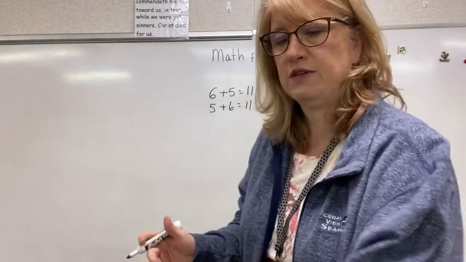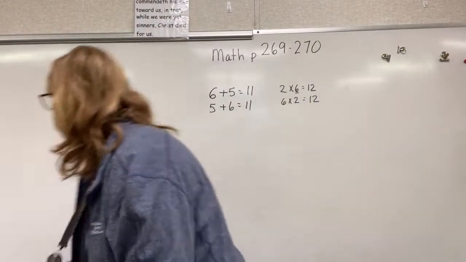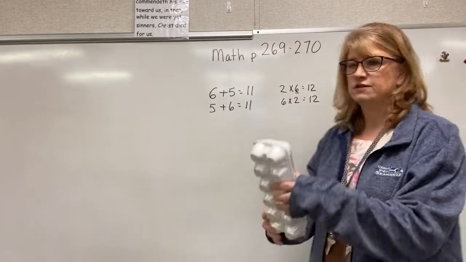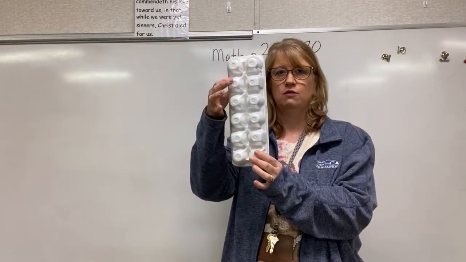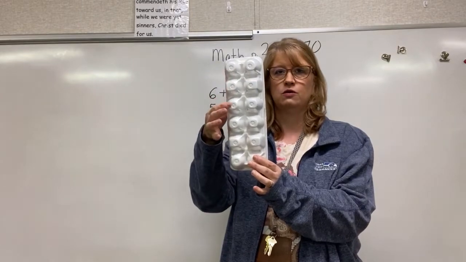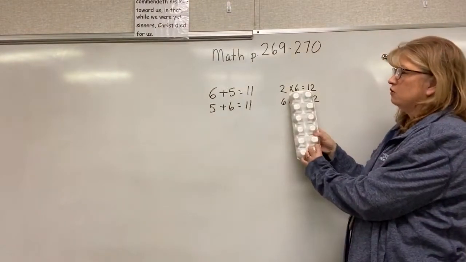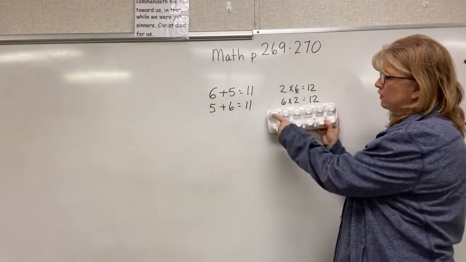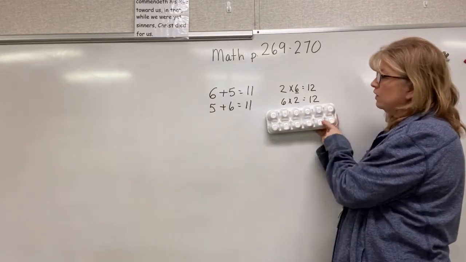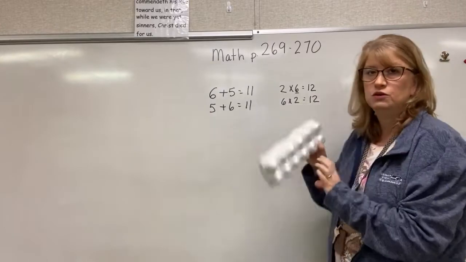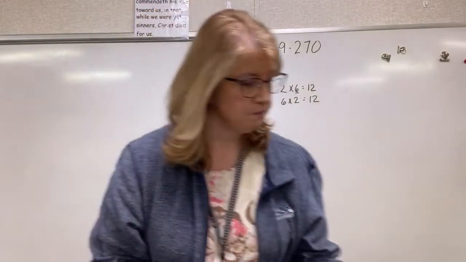Now, for example, I've got an egg carton. Let me get it. The first one I wrote was 2 times 6. If we have 2 in each group, and we have 6 rows, 1, 2, 3, 4, 5, 6, we would do 2 times 6 would be 12. And then if we turned it this way, we would have 1, 2, 3, 4, 5, 6 rows, 6 in each row. And how many rows would we have? We would have 2. So that is an example of the multiplication twins.